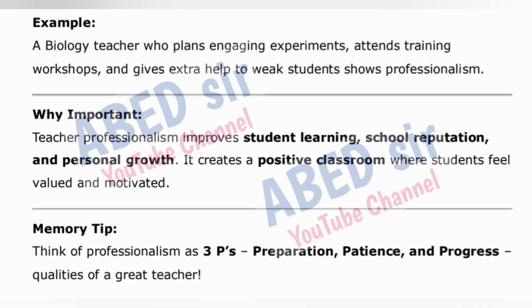Example, a biology teacher who plans engaging experiments, attends training workshops, and gives extra help to weak students shows professionalism. Why important? Teacher professionalism improves student learning, school reputation, and personal growth. It creates a positive classroom where students feel valued and motivated. Memory tip. Think of professionalism as 3 Ps: preparation, patience, and progress, qualities of a great teacher.